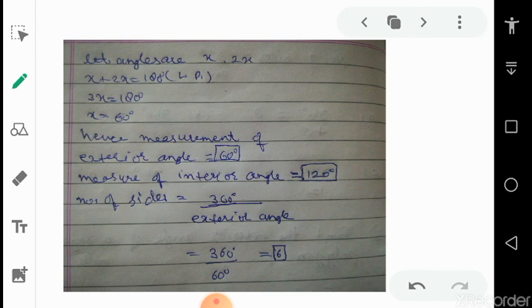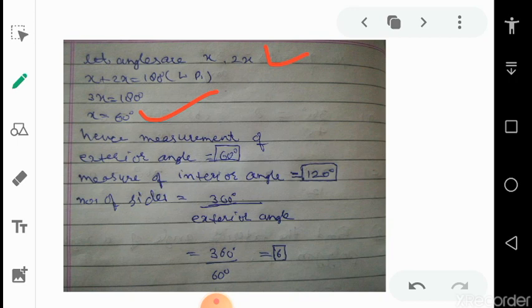See the solution. Let the angles are x and 2x. All right, x plus 2x is 180 because it is LP. Then 3x equals 180 and x equals 60. All right, we have got x.